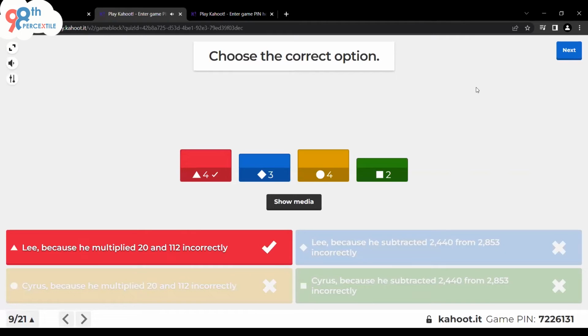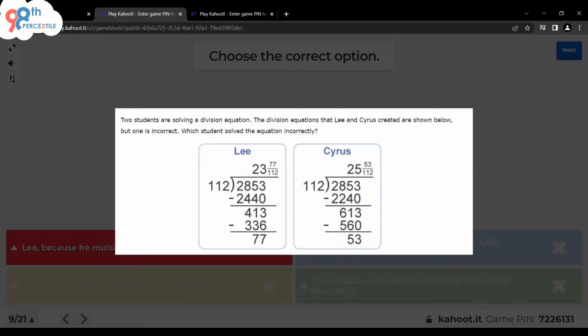Okay, so over here we have the answer predicting that Lee, because he multiplied 20 and 112 incorrectly. So let's see what Mr. Lee made the error over here. So here it says that Lee was supposed to be dividing 2853 by 112. If we have a closer look, that was the calculation error that was made by Lee.